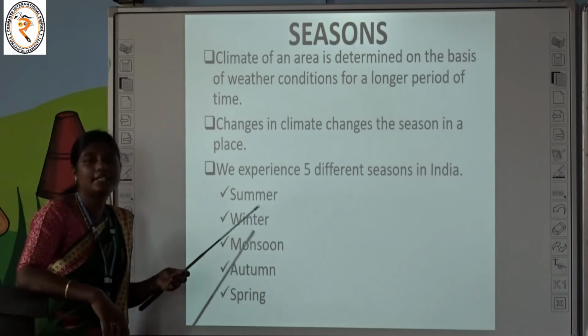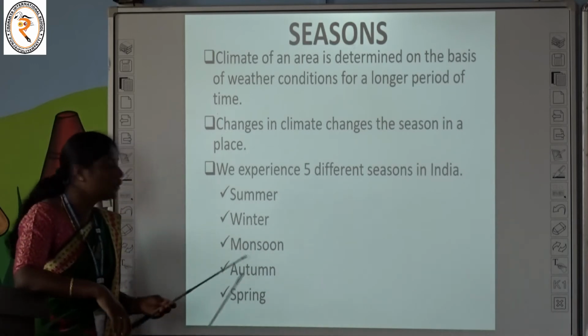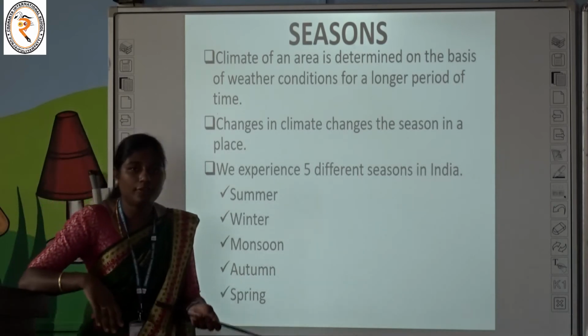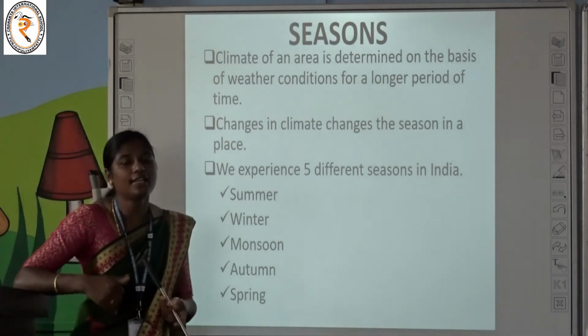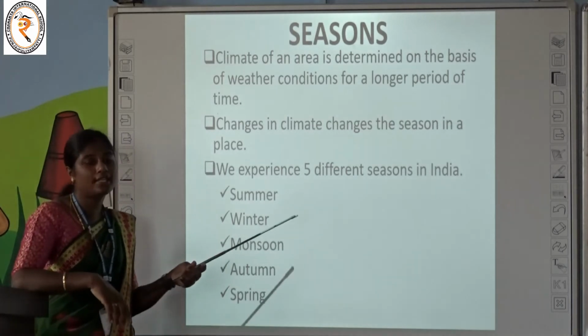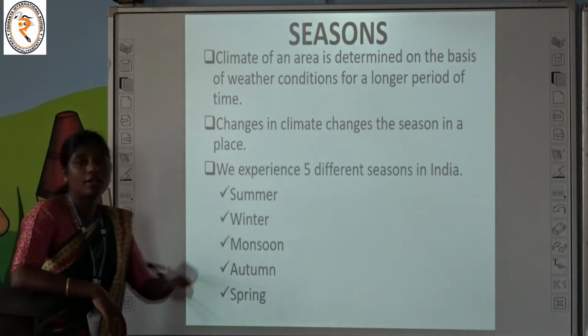So summer season is a hot season, winter season is the cold season, monsoon means rainy season, autumn means the leaves will fall down from the trees, and in spring season all the trees will get new leaves and flowers start blooming. So these are the 5 seasons we experience in our country. Understood, children? Okay.